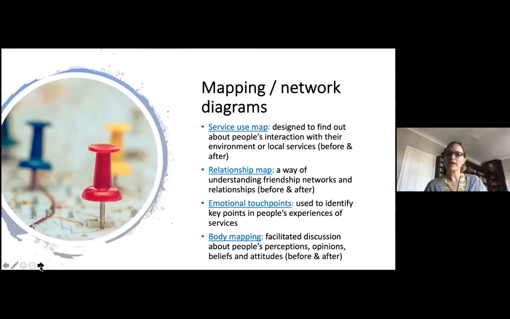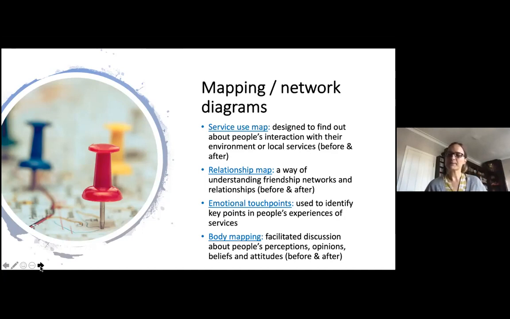So the first one is a service use map, which is designed to find out how people interact with their environment or local services. So, for example, what kind of shops do they go to? Do they access leisure facilities? If you were running a healthy living program, you could ask people before they start on the program how they access services locally, and then again afterwards to see, are they making less use of takeaways? Are they going more to the supermarket because they're cooking more for themselves? Those sorts of things. So those are a really easy way to do a before and after comparison.